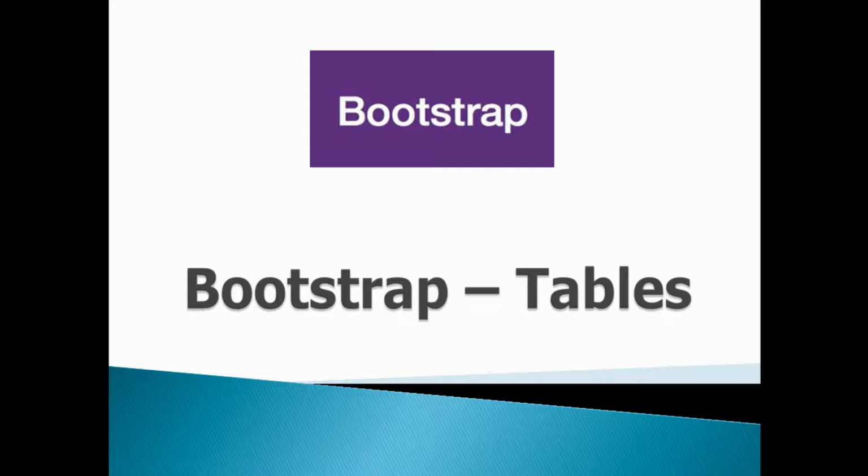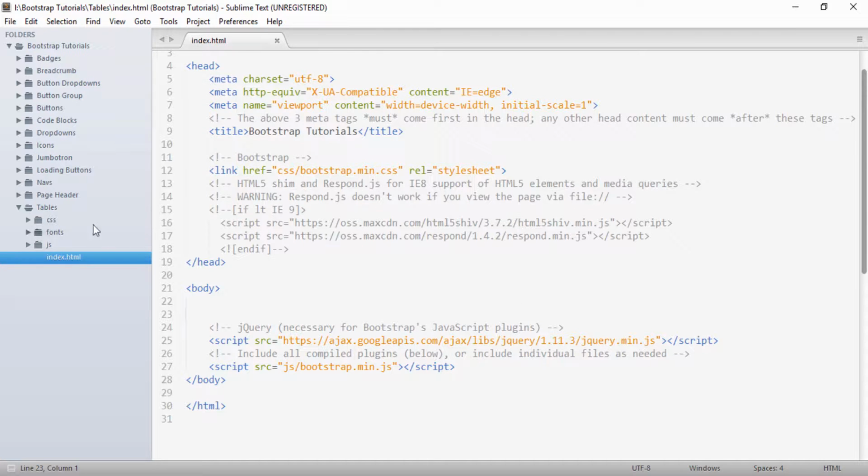In this tutorial we will discuss how Bootstrap provides classes to style our tables. So let's go to our Sublime Text editor. In tables index.html, after providing the Bootstrap CSS and Bootstrap JavaScript files, let's see how Bootstrap provides classes to support the styling of tables.